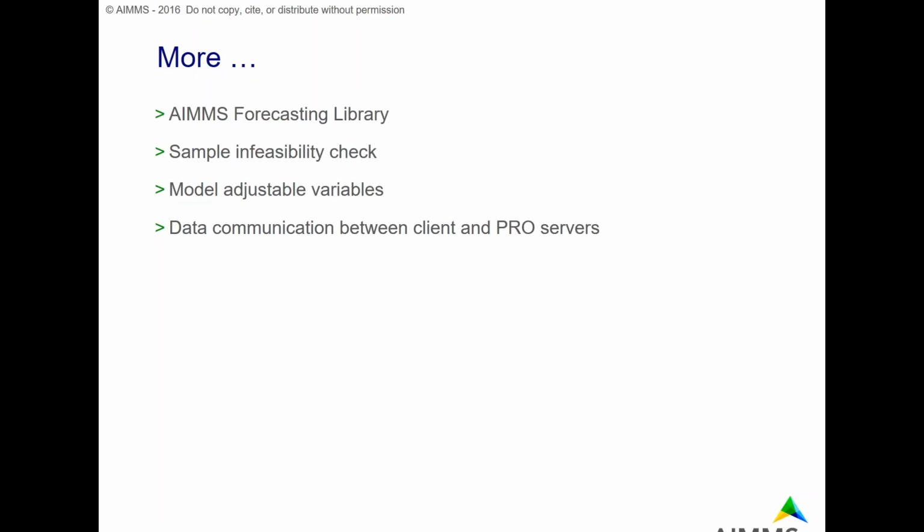All possible ways. There are also, of course, different ways to model adjustable variables. One formulation can provide a better result than another. There is also, as I mentioned earlier, the data communication between client and Pro servers. It is very important in terms of parallel computing, how you assure that the data storage can be accessed by all the servers or server sessions, and also some data synchronization between server and client. So Pro also provides functions for that.